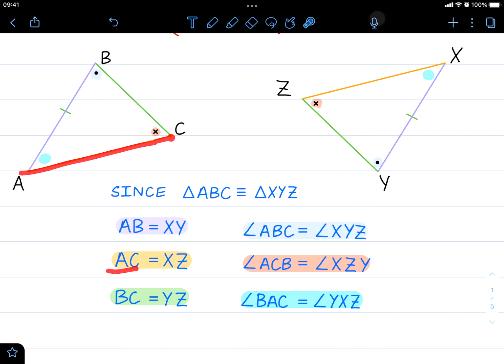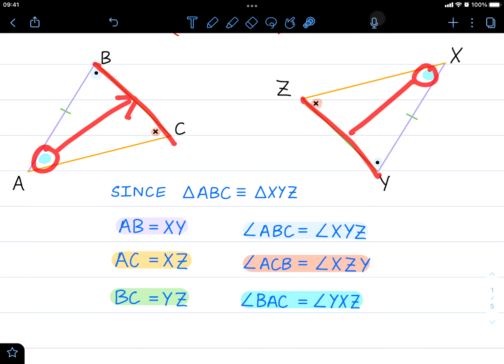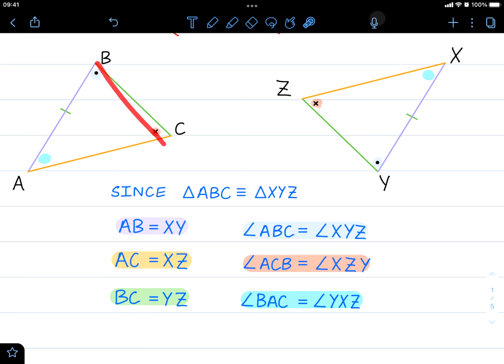AC is equal to XZ. So notice again, the dot is opposite AC, therefore the dot is opposite XZ. So these are corresponding sides. And lastly, BC is opposite the empty space, which means YZ is opposite the empty space as well. So these 2 sides are equal. In the same manner that the sides are equal, the angles are also equal.